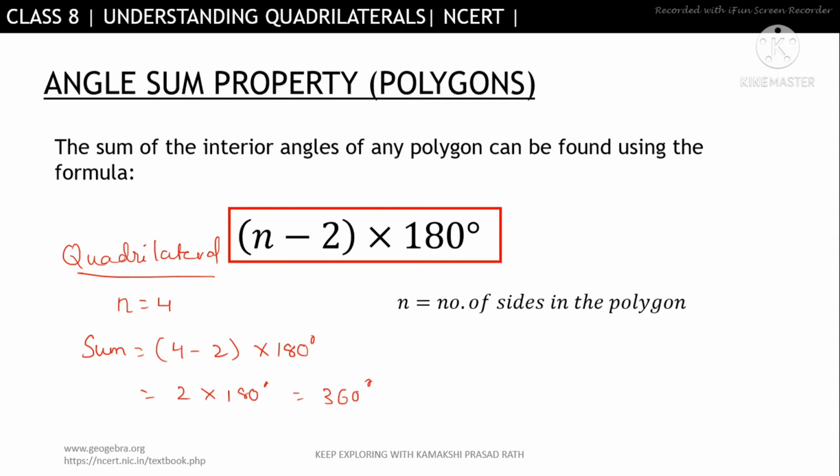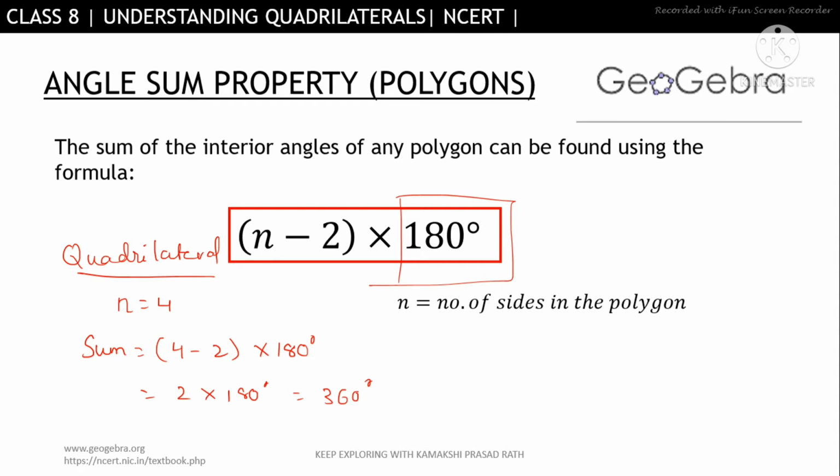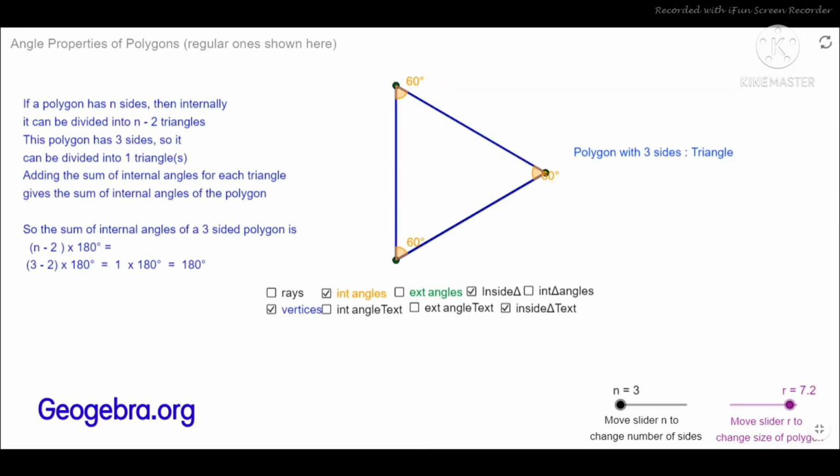Now what is this 180 degrees? 180 degrees is the sum of the interior angles of a triangle. So we are considering triangles and finding the sum of the interior angles of other polygons. Here we will see using the GeoGebra applet how we get the sum of the interior angles of different polygons. To start with, the smallest polygon, that is a triangle. A triangle has 3 sides, so it is a polygon with 3 sides. You can see the name itself here.